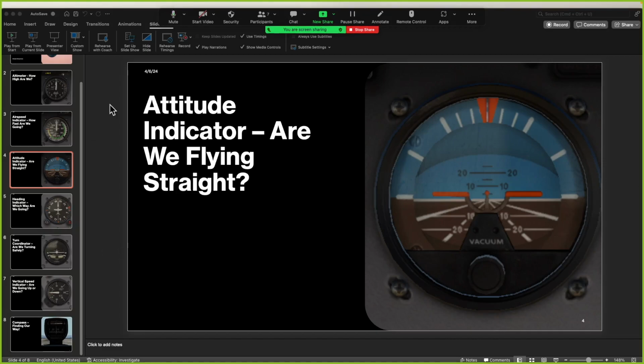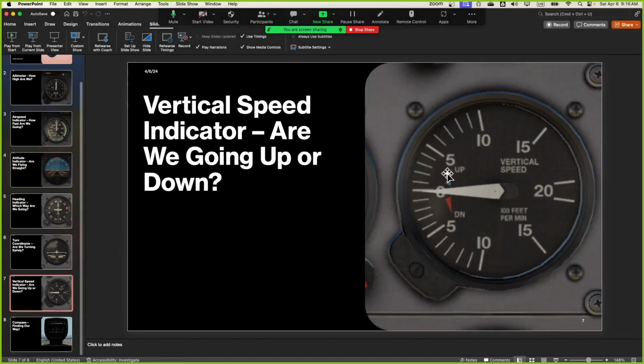Okay, sorry about that. But if you really want to know how fast you are going up or down, you would use this vertical speed indicator. If it is at 5, that would mean we are going up at the speed of 500 feet per minute. So after 1 minute, if this needle is right here, that would mean if we were flying at 1000 feet, after a minute we would end up at 1500 feet. And if the needle is here, that would mean that you are going down by 500 feet per minute or 1000 feet per minute.